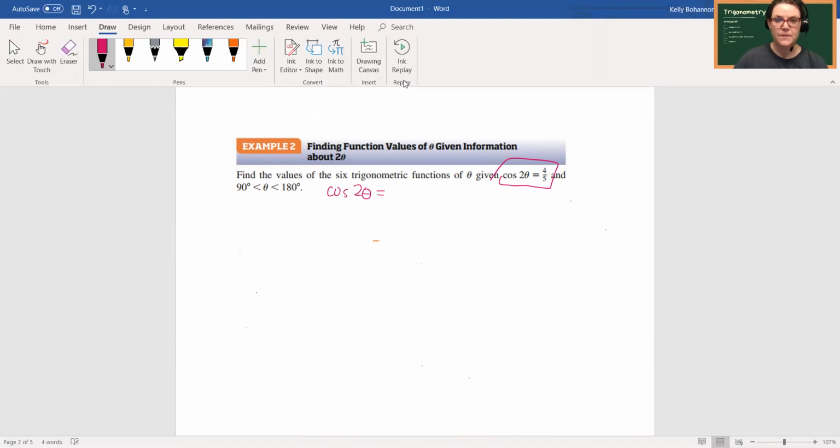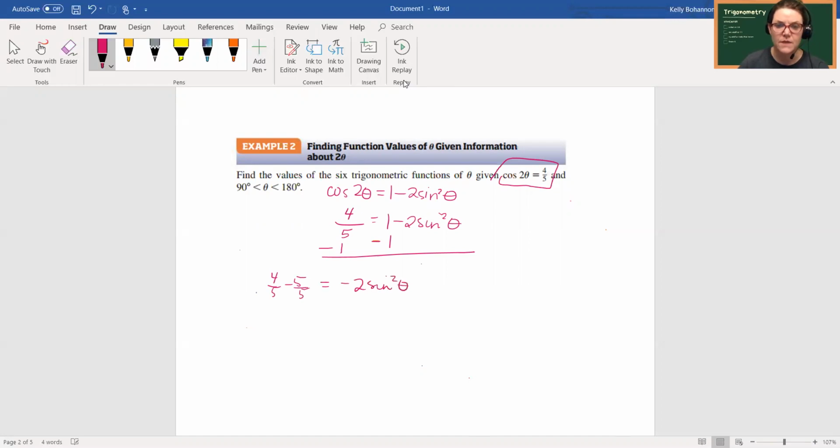Cosine of 2 theta equals 1 minus 2 sine squared theta. All right, so I know that cosine 2 theta is 4/5, so I'm going to replace the cosine 2 theta with 4/5 because they are equal. So it's just substitution. And that gives me 4/5 equals 1 minus 2 sine squared theta. So now it's just an algebra problem. I'm going to subtract 1 from both sides, which really is 4/5 minus 5/5, and that's going to equal negative 2 sine squared theta. So that's negative 1/5 equals negative 2 sine squared theta.